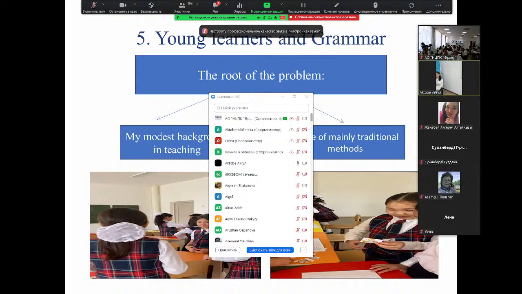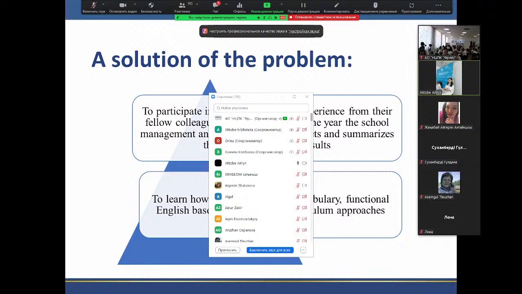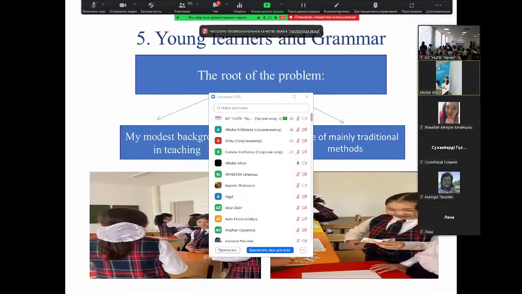During my first year at school, I was in a difficult position teaching and explaining new grammar rules to young learners in primary grades. I assume the root of the problem was my modest background and also the usage of traditional methods of teaching grammar. Later, while observing experienced teachers' classes, I realized that I can adopt various frameworks for teaching grammar, functional English, and also vocabulary, which are based on the updated curriculum approaches.